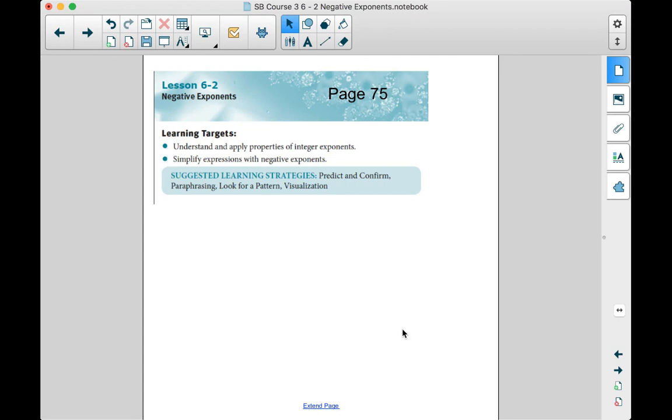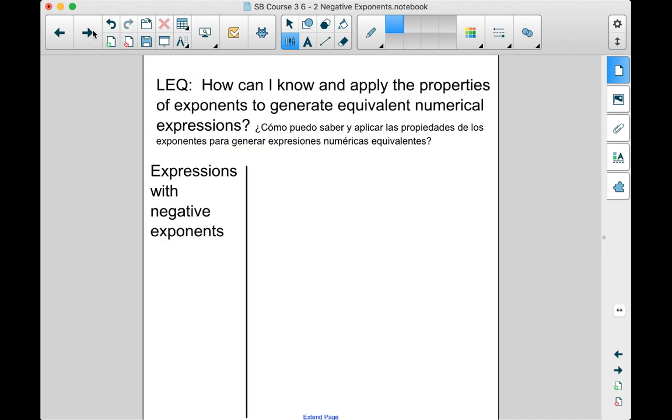Okay, so for lesson 6.2, it is titled Negative Exponents. What we're going to be doing now is talking about what happens if we have our base with a negative exponent. And we're still working with the same LEQ. We're still talking about how can I know and apply the properties of exponents to generate equivalent numerical expressions.